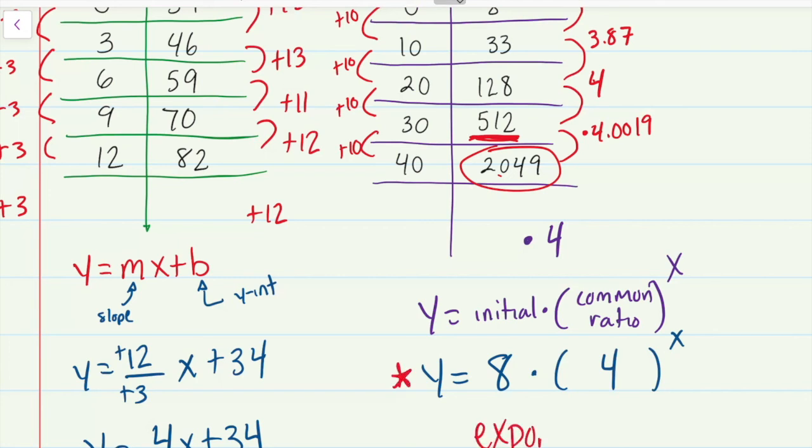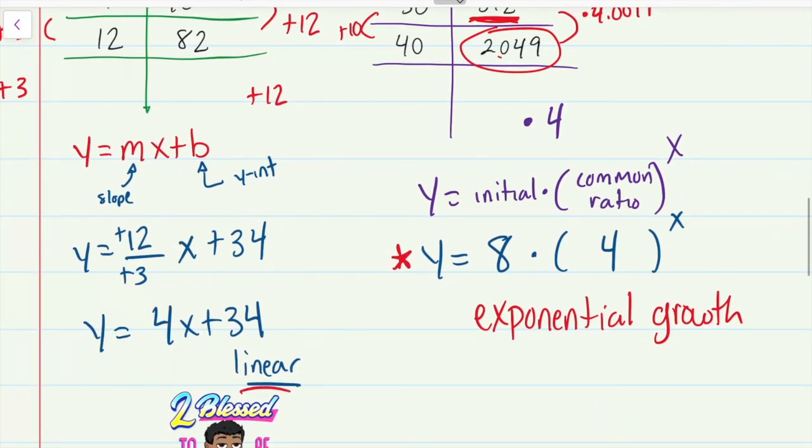We know that's exponential. And we know it's growth because it's growing. We're not losing, we're getting more and more. That's the difference between a linear and a growth function.